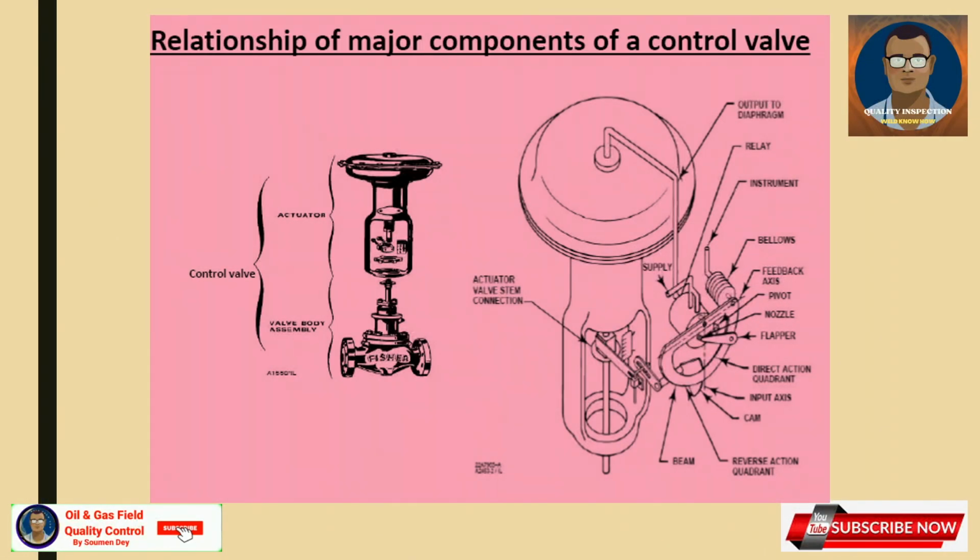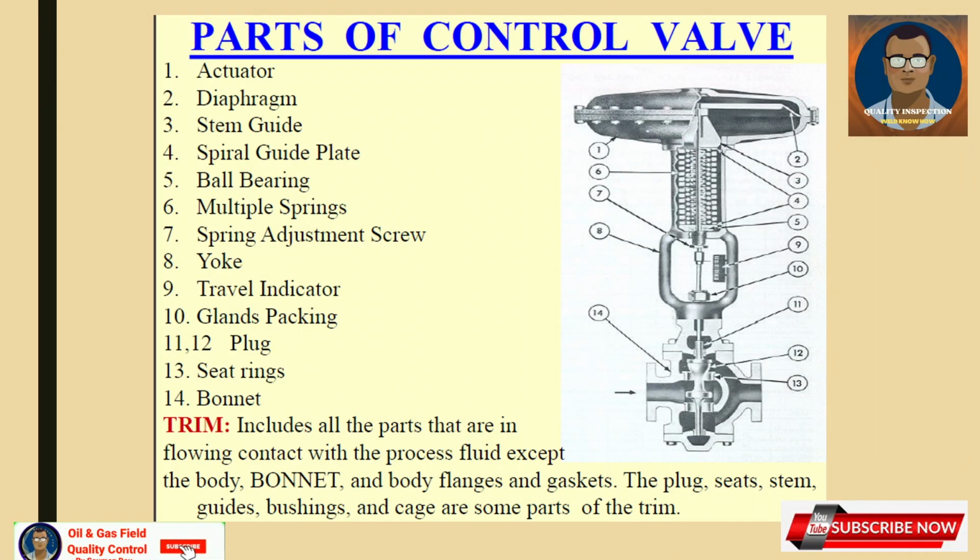Let us have a look at the parts of a typical control valve. The diagram and the parts list I have provided. You can stop the slide and have a look if you like, but I can read it for you. Actuator, diaphragm, stem guide, spiral guide plate, ball bearing, multiple springs, spring adjustment screw, yoke, travel indicator, gland packing, plug, seat rings and bonnet.